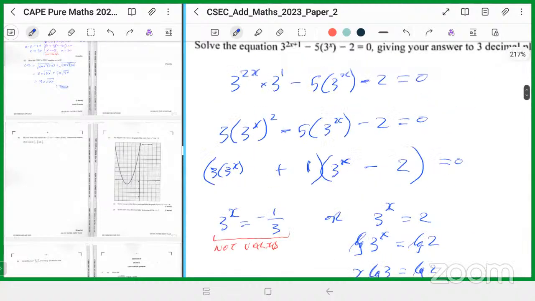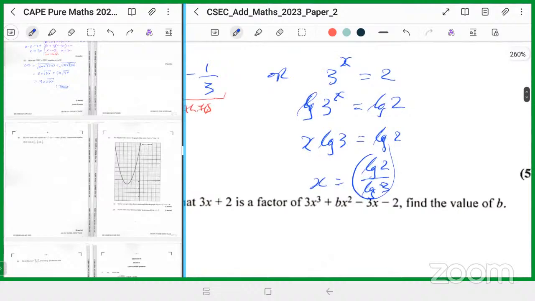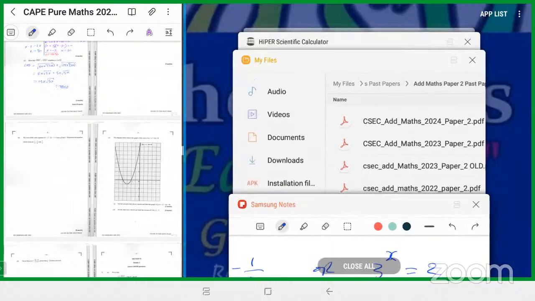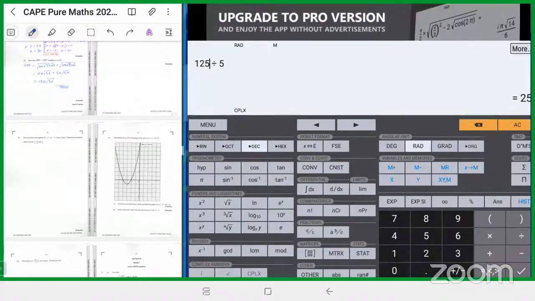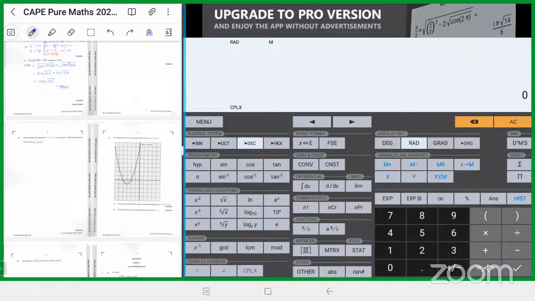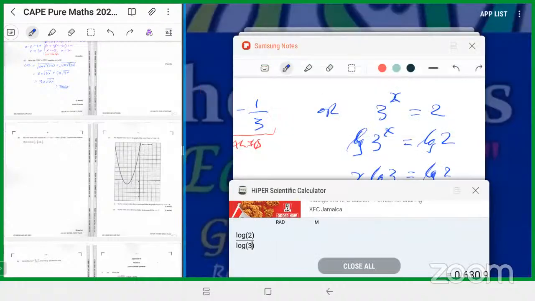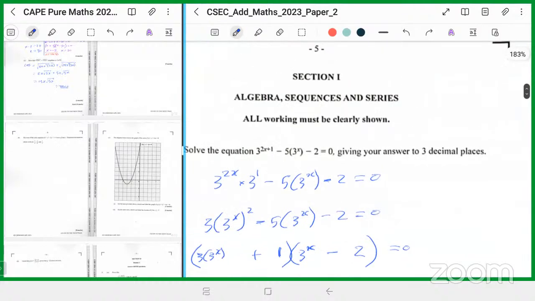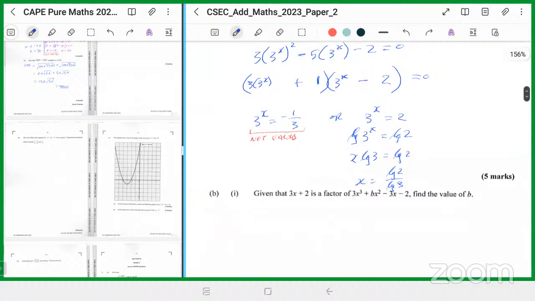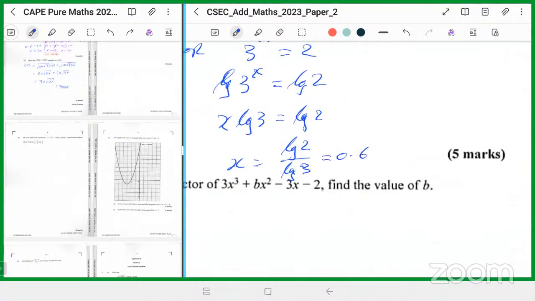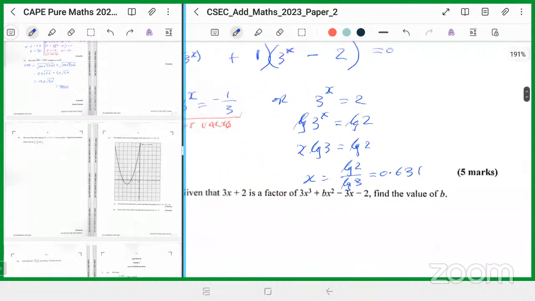Let's give an answer to how many decimal places? 3 decimal places. So we can work this out with the calculator: log of 2 over the log of 3. 0.631. 3 decimal places, 0.631. That is it.